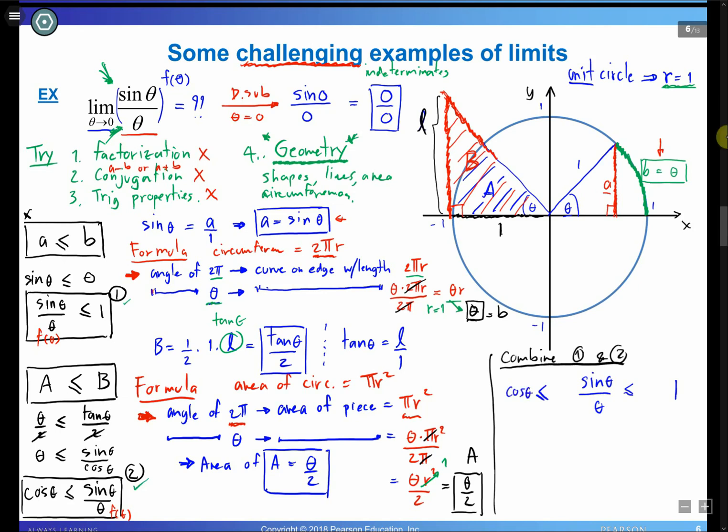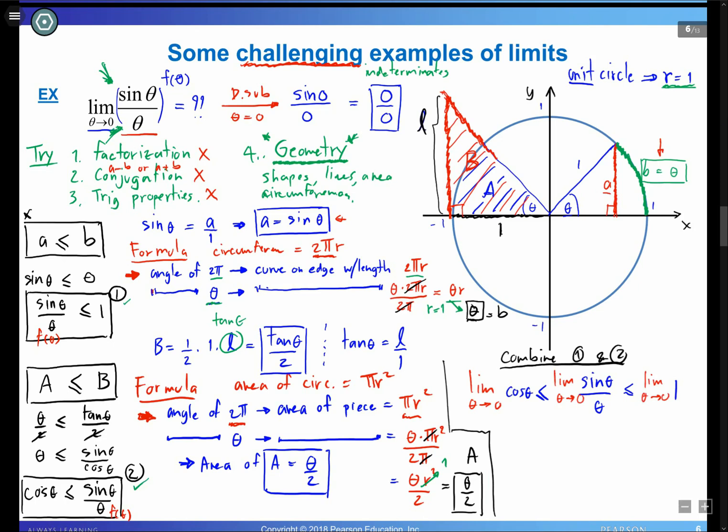Now, what we are going to do next is to apply limits to all of them. Apply limit of cosine theta when theta approaches 0. Same thing with sine theta over theta, limit when theta approaches 0. And same thing here, limit of 1 when theta approaches 0. Now we need to find out about all of them.